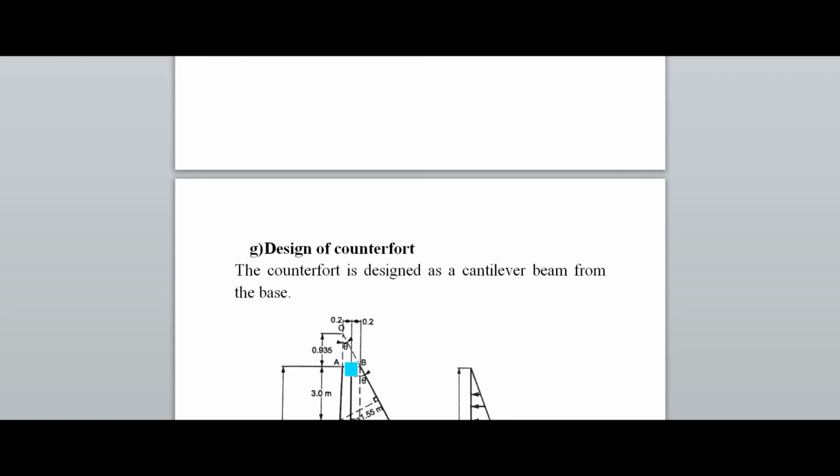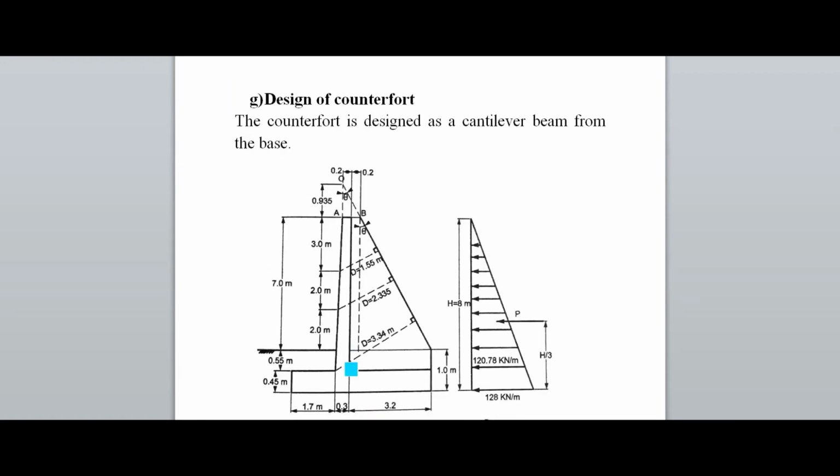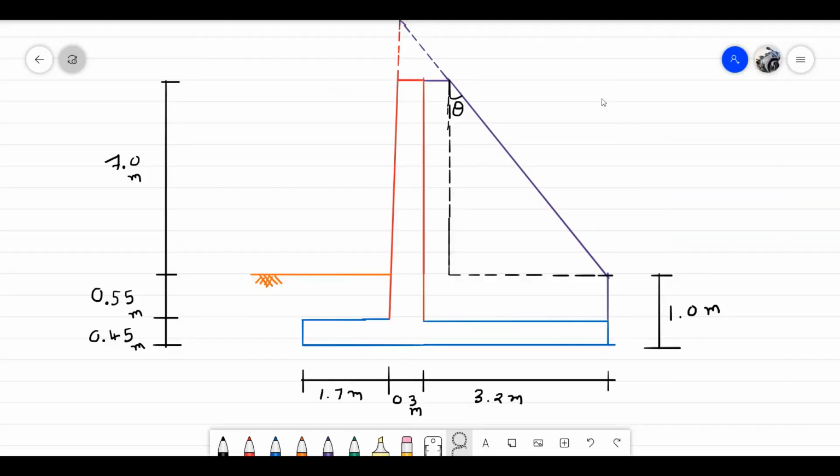Now we are going to design the counterfort. Design of the counterfort is so complicated, right? So this figure I can explain on the drawing board. Just give me some time, okay? Yes, I drew this figure and gave all the dimensions here, but I drew this dotted line here. You can see it's a dotted line, it's a triangle. So we are going to design the counterfort. Counterfort design is so simple, but sometimes it becomes very complicated.